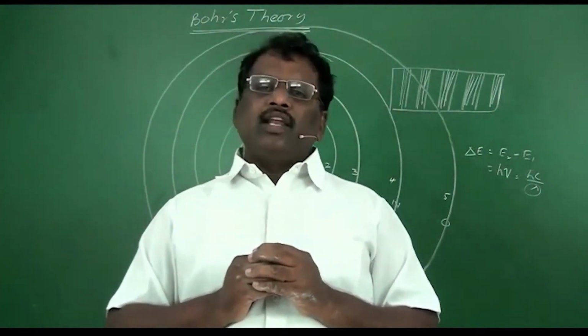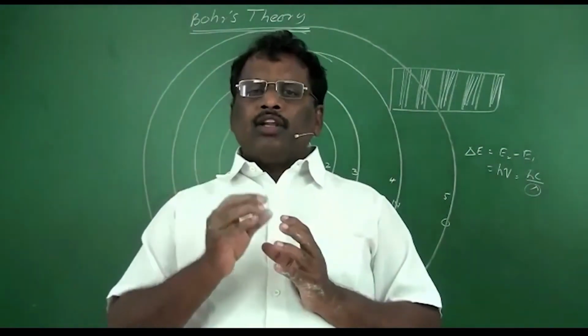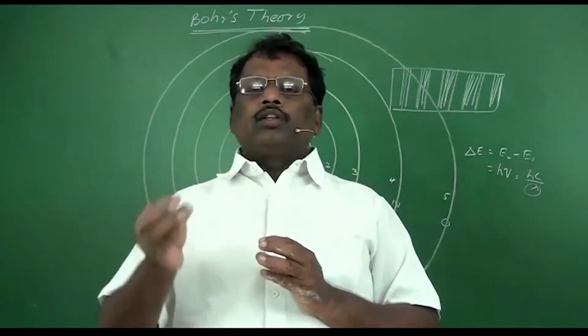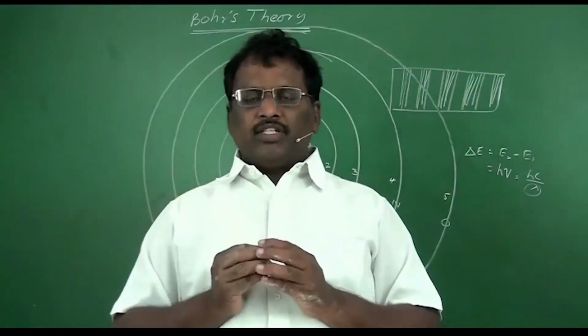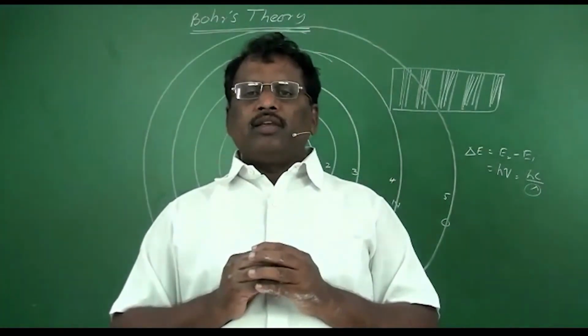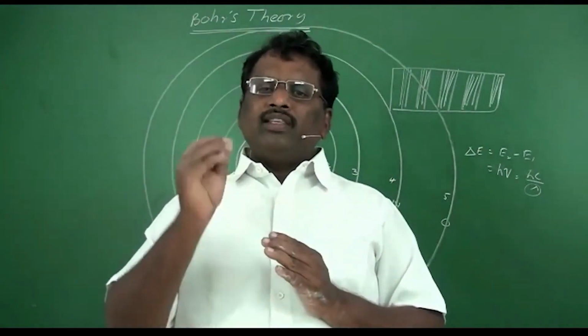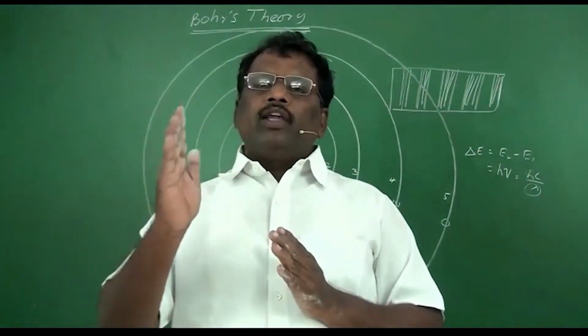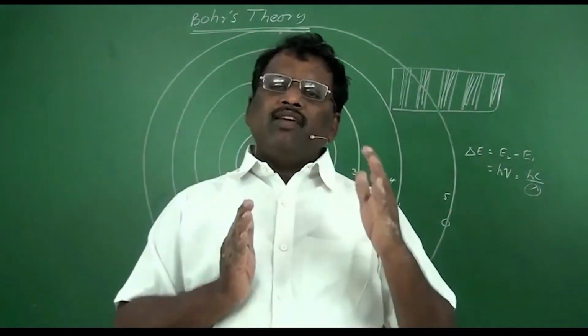Stationary energy levels. When an electron is revolving in a stationary energy level, the electron will have a certain amount of energy. That orbit will also have a certain amount of energy. The electron can revolve in this energy level when the energy of that electron is equal to the energy of the energy level.